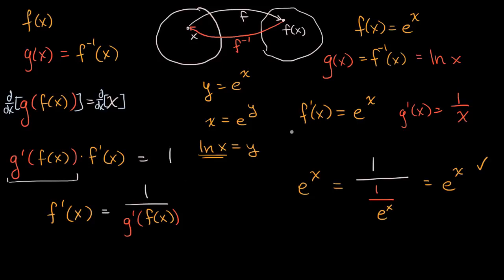And you could do the other way, because these are inverses of each other. You could say g prime of x is going to be equal to 1 over f prime of g of x, because they're inverses of each other. And actually, what's really neat about this is that you could actually use this to get a sense of what the derivative of an inverse function is even going to be.